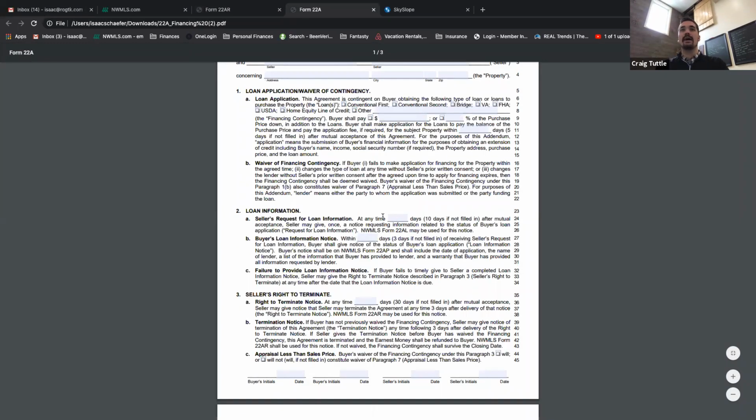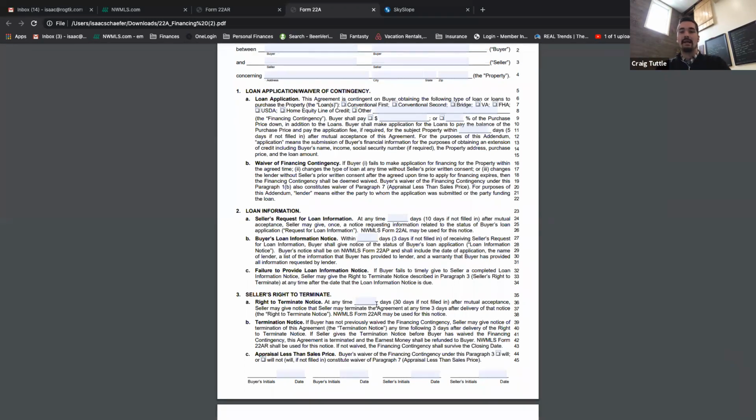Send the 22AL anytime after 10 days after mutual acceptance. And then whether or not you get the 22AP, when you can, send the 22AR and just try and get them to waive their financing contingency. Because if you get lucky and they do, then they've got absolutely no outs. Even if they were, God forbid, to pass away or lose their job, you'd still get their earnest money.